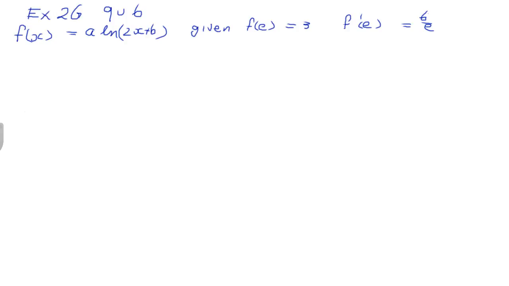So let's put in e for x, and we know that f of x is 3. So 3 equals A ln, instead of x, we'll put the e, plus B.